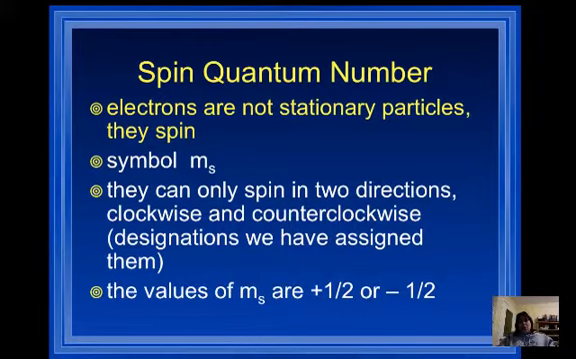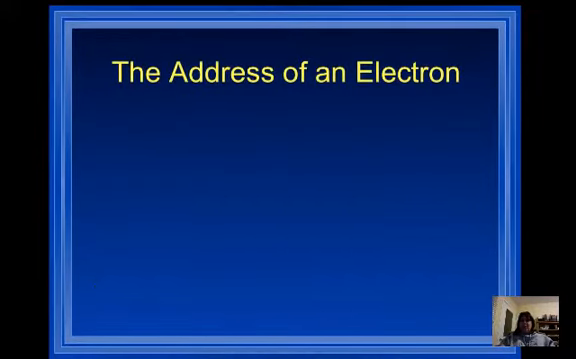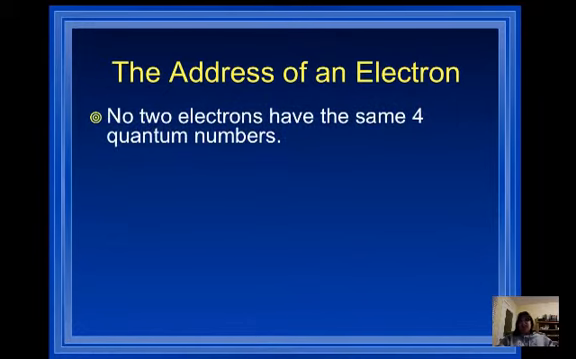So there are the 4 quantum numbers that express the characteristics of an electron. Oftentimes we call this the address of the electron. What's really interesting is that no 2 electrons have the same 4 quantum numbers. They can have the first 3 quantum numbers, but again, one electron is spinning in one direction and the other electron would be spinning in the opposite direction. You never have 2 electrons spinning in the same direction in the same orbital.